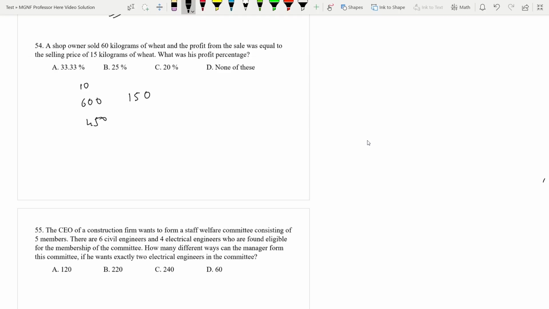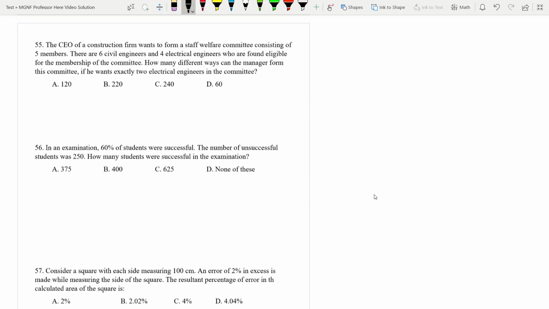So the profit percentage will be profit by cost price, which is 150 by 450 into 100, which becomes 33.33%. So option A is the answer. We move on to question number 55.